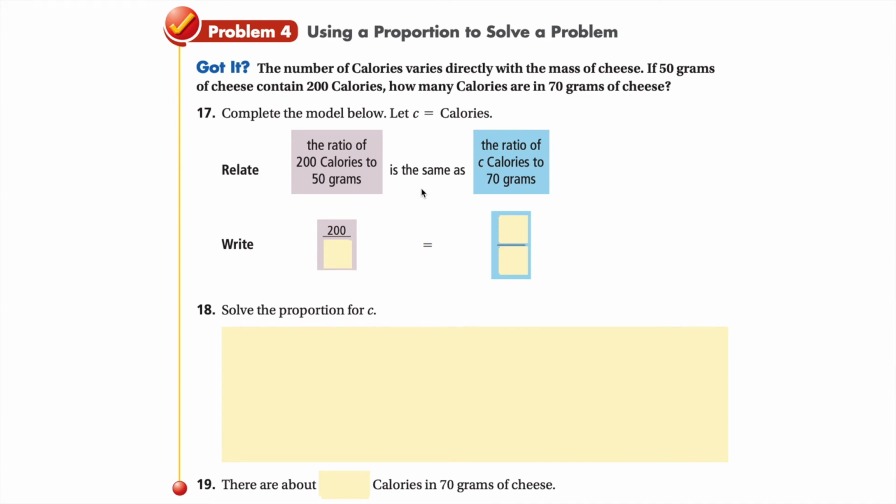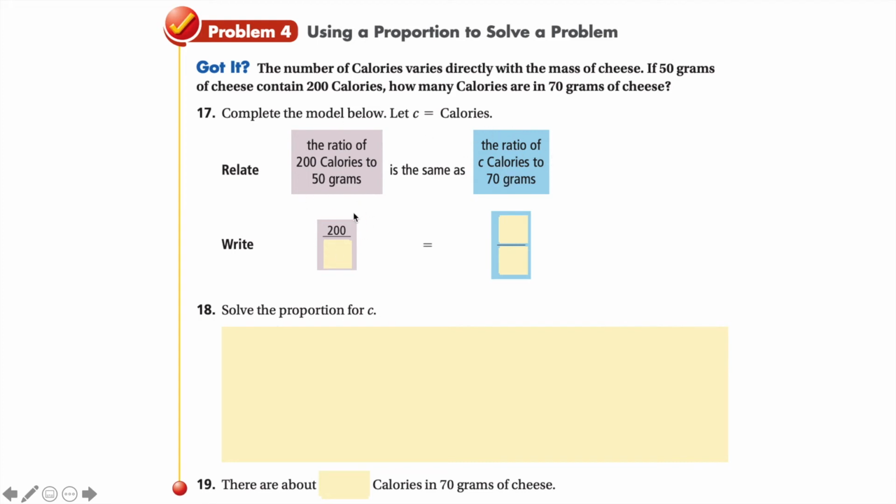Problem number 4. Using a proportion to solve a problem. Well, the number of calories varies directly with the mass of cheese. If 50 grams of cheese contains 200 calories, how many calories are in 70 grams of cheese? Let's complete the model below, and we're going to let C equal the calories. So the ratio of 200 calories to 50 grams is going to be the same thing as the ratio of C calories to 70 grams.